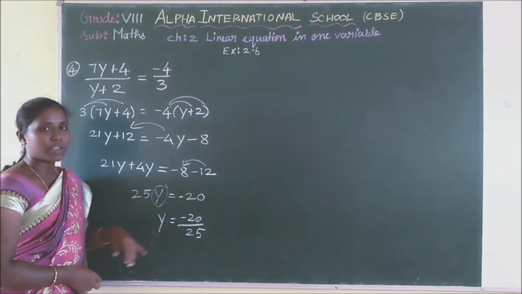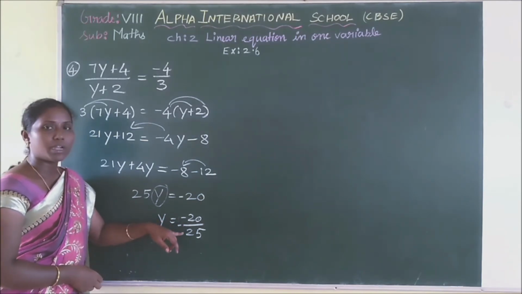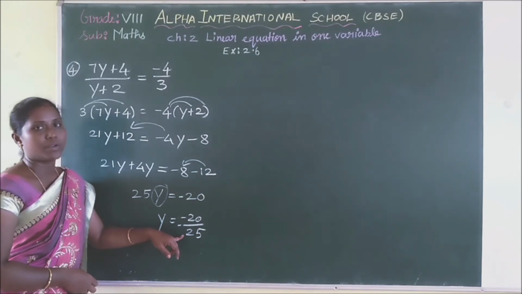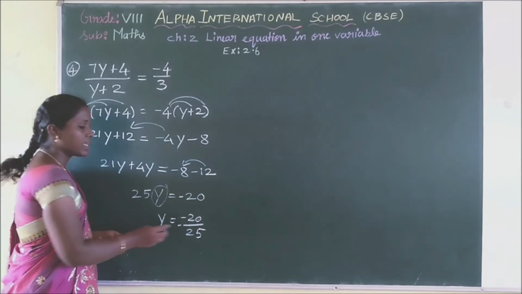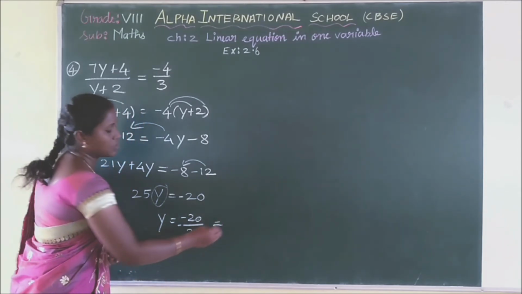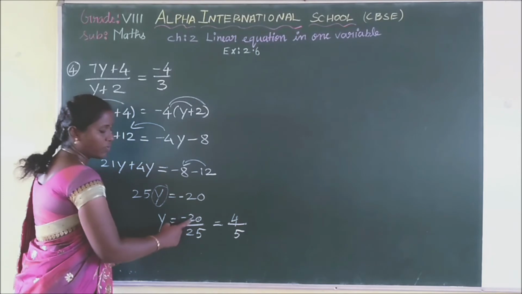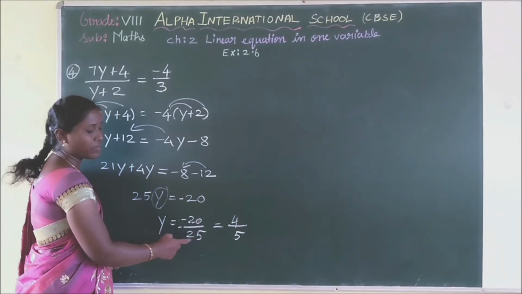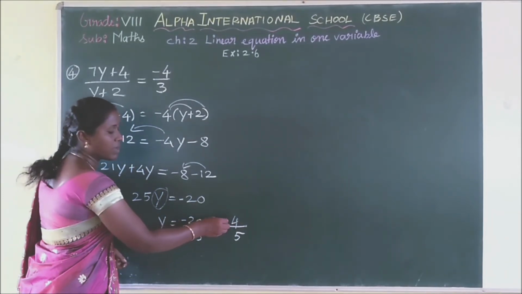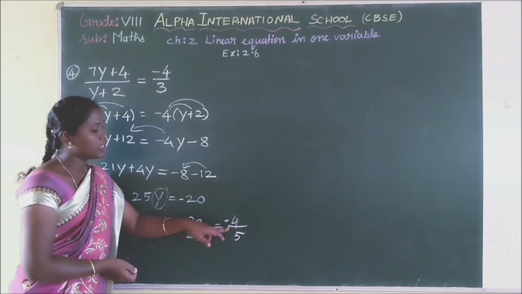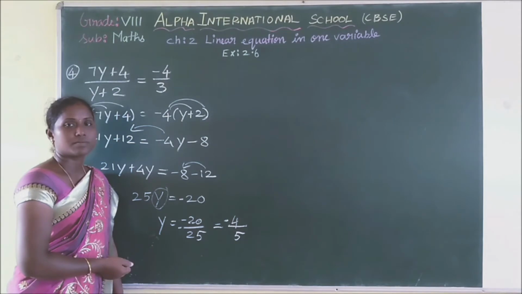Minus 20 by 25. Is it possible to simplify by any common number? Yes. What is the number? It can be simplified by 5. So if simplified by 5, what is the answer? 4 5s are 20 and 5 5s are 25. That is minus 4 by 5. Finally, we got the value of y is equal to minus 4 by 5.